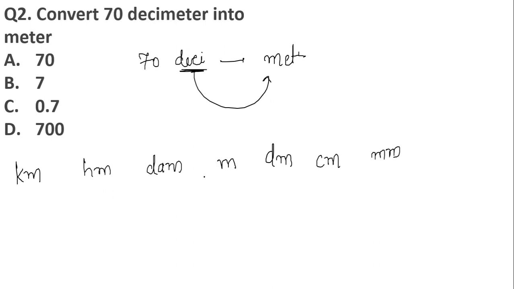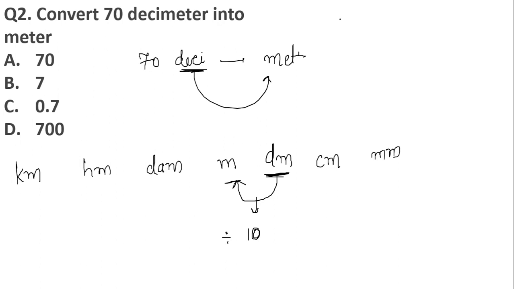Okay, here they are asking us to convert 70 decimeter into meter. So basically we are moving from decimeter to meter over here. So when we are moving from decimeter to meter, we are going to divide it by 10 for each step. Here we are moving only one step. It means we are dividing only by a single 10 over here.